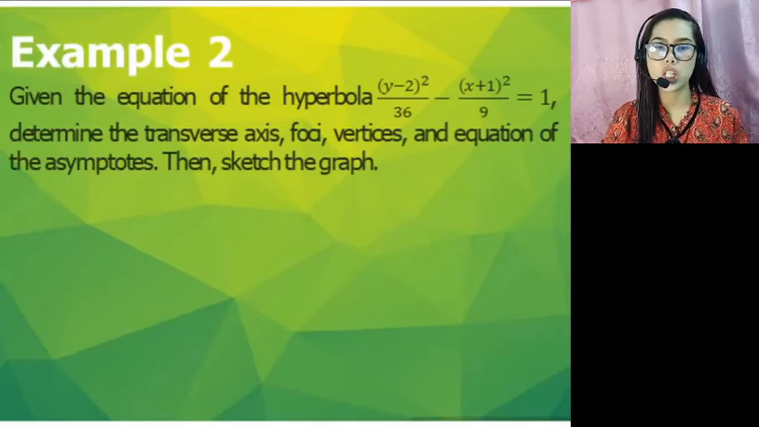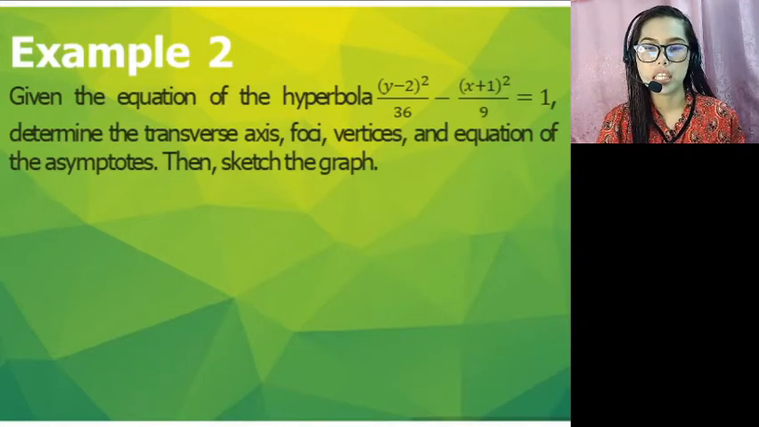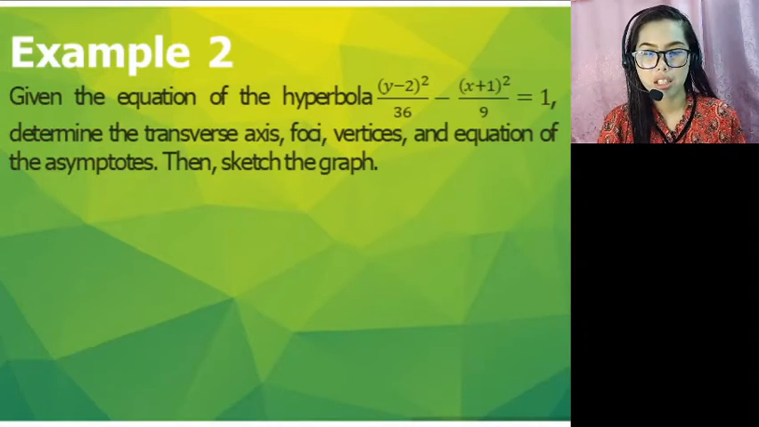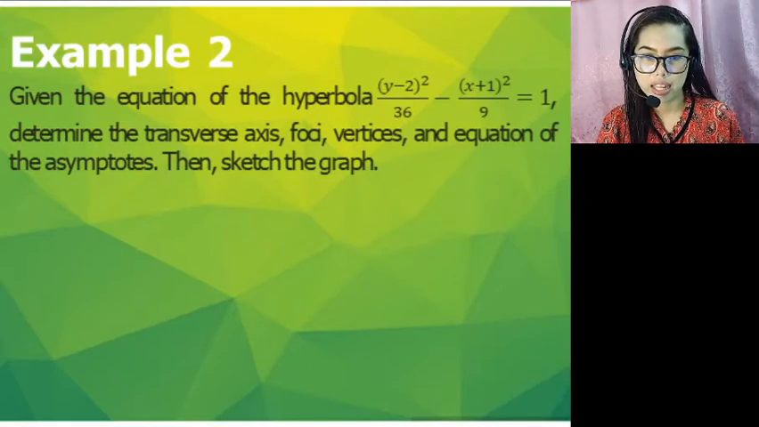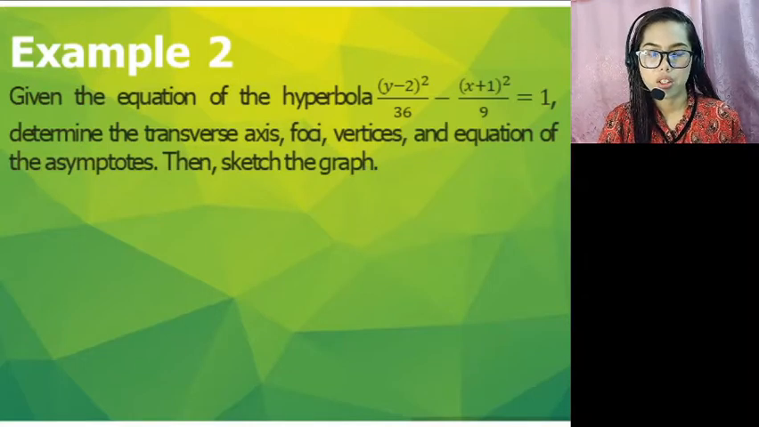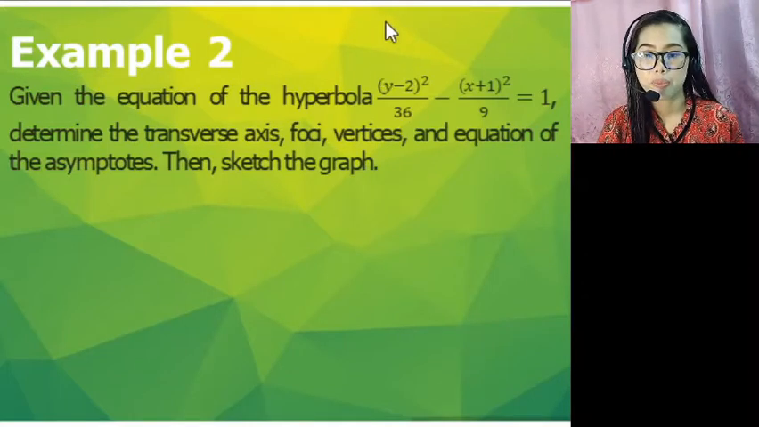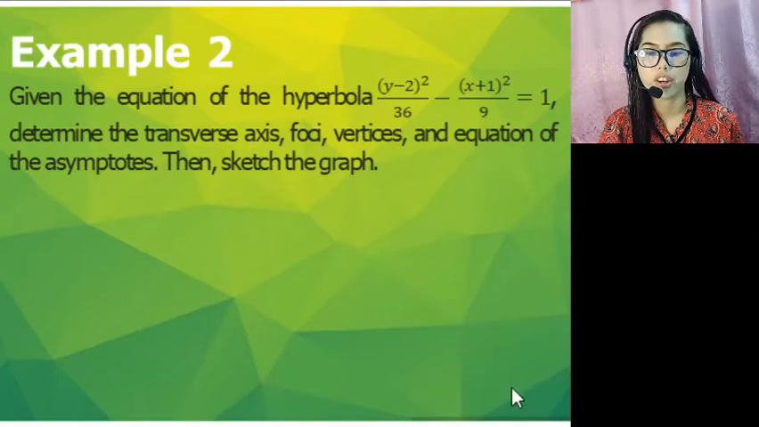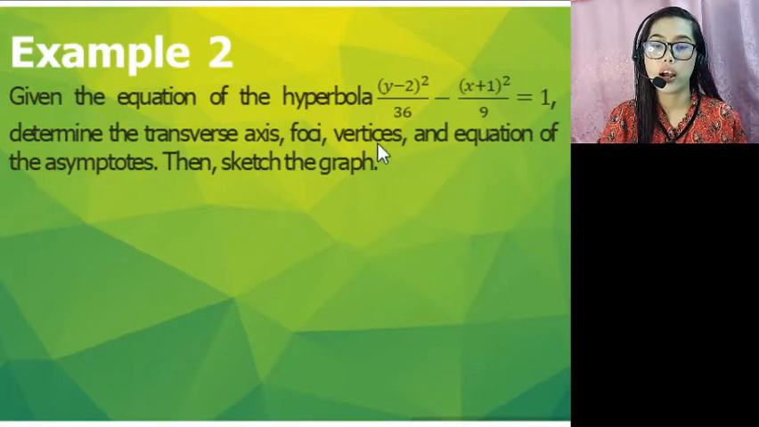So given the equation of the hyperbola, (y − 2)² over 36 minus (x + 1)² over 9 equals 1, determine the transverse axis, foci, vertices, and equation of the asymptotes, and then we're going to sketch the graph. If you have noticed, our positive value falls under y, because y comes first before x. So the transverse axis is vertical. Very good, because according to the standard equation.